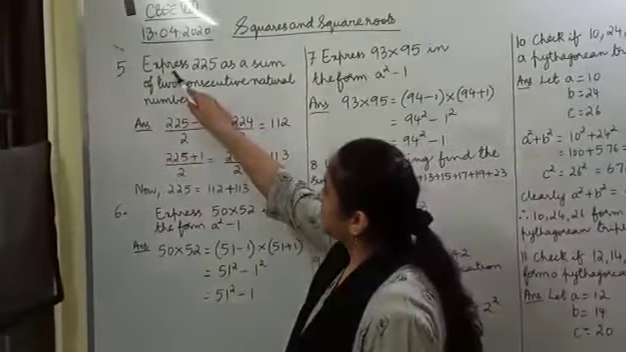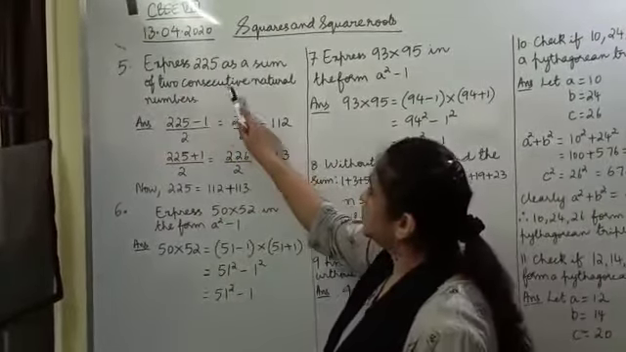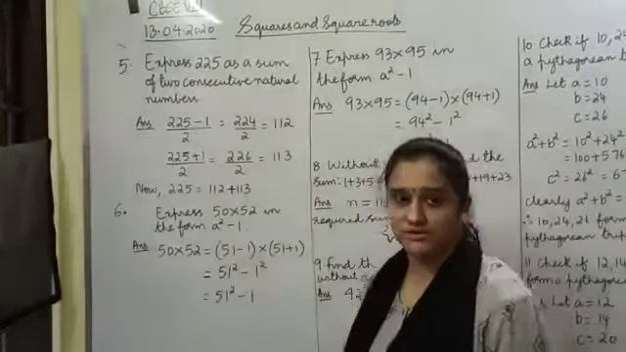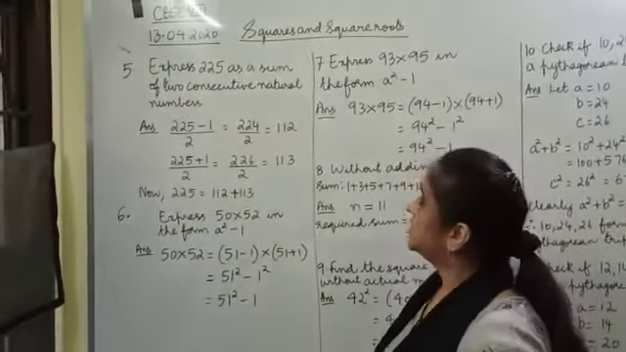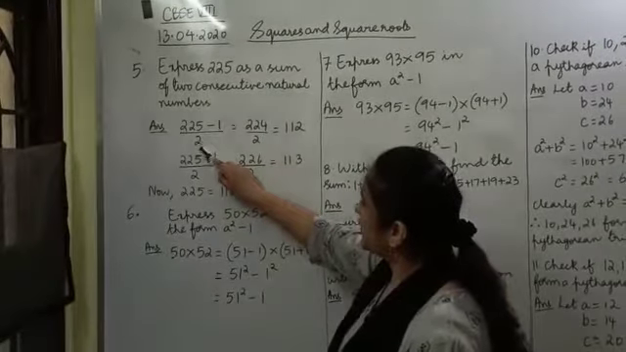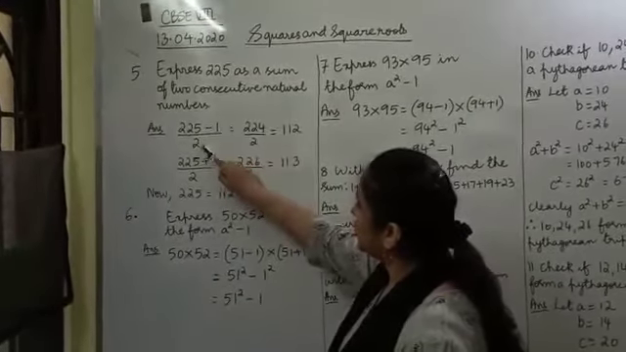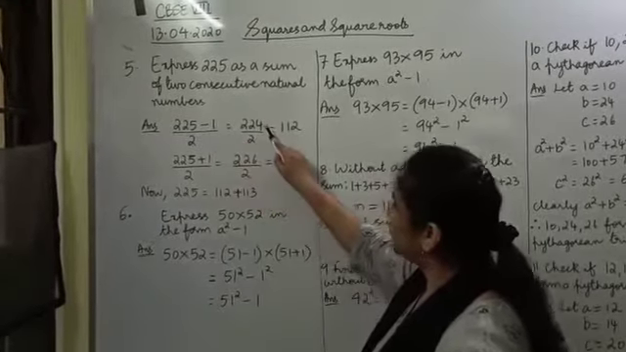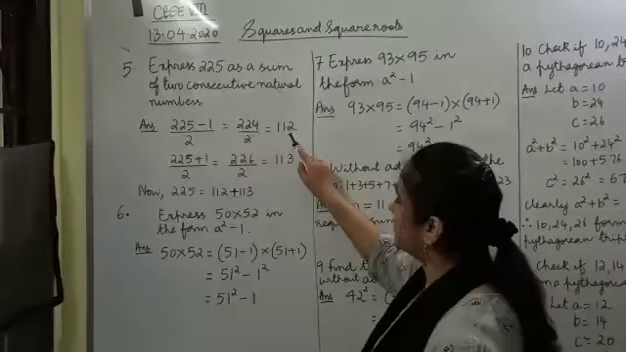So we need to express 225 as a sum of two consecutive natural numbers. How do we do this? First write (225 minus 1) by 2. Find this value. What is this? 225 minus 1 is 224, by 2, which is 112.